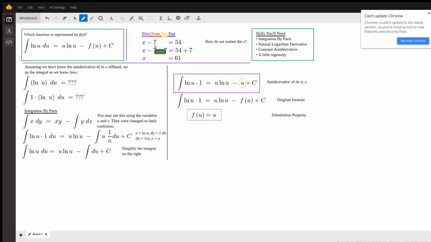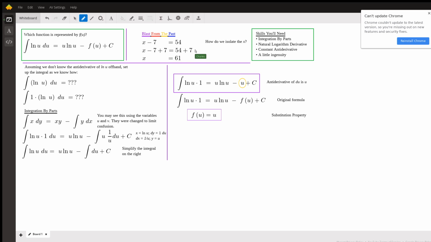Now, I know this is calculus, but indulge me here with x minus 7 equaling 54. Now, how did we isolate x? We took advantage of some things that we understand with equations, and that is that they're supposed to be balanced. Since they're balanced, if you do something to one side, then you do the same thing to the other, and it should still be equal.